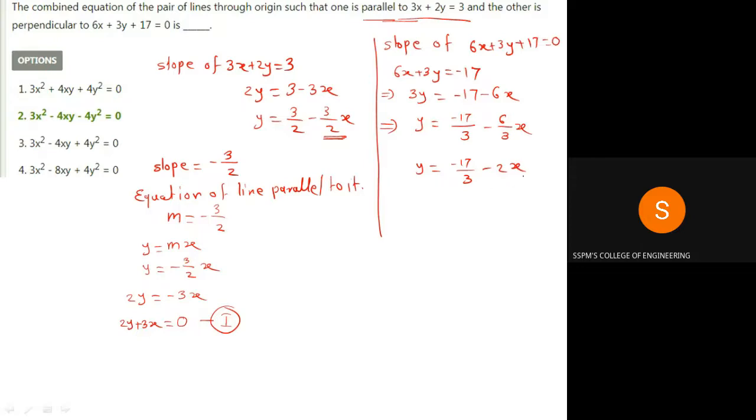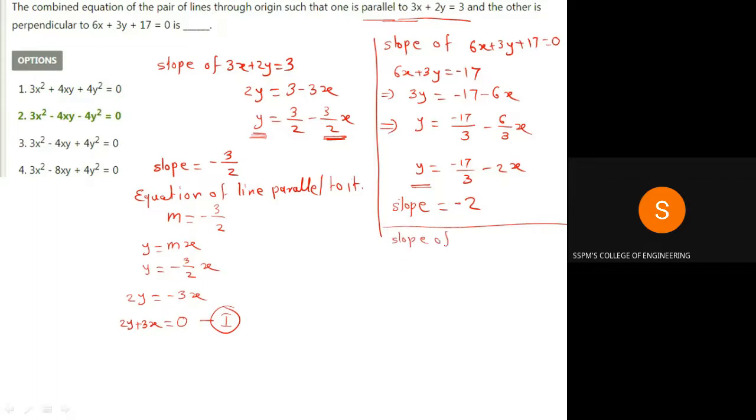So what is the coefficient of x? Remember, the coefficient of x is the slope of the given line. So you should first write the equation as y is equal to something, keeping only y on the left hand side, just as we did in the first equation. So the coefficient of x is the slope. What is the slope here for this line? Slope is equal to minus 2. Therefore, what is the slope of the line perpendicular to it?